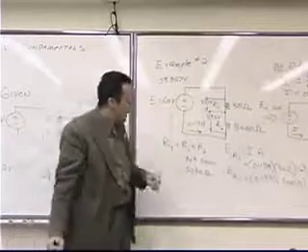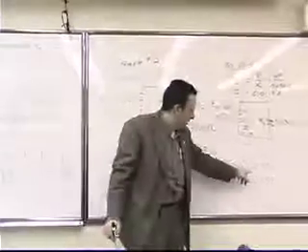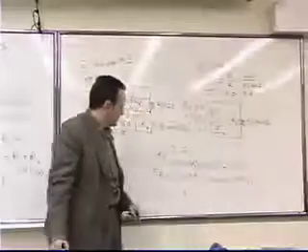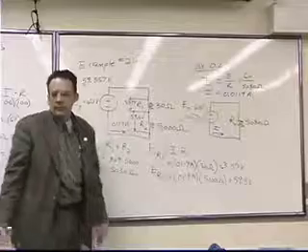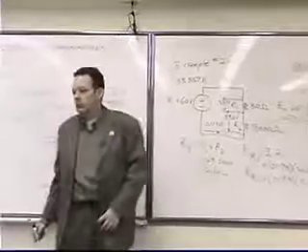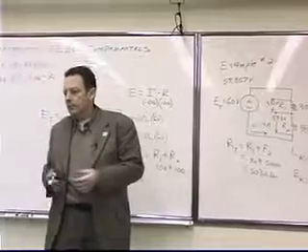Well, the reason we're not getting exactly 60 is because we didn't take this out to as many decimals as it could go, or this, or this, or the current. If we would have done that, then we'd get exactly 60. Okay?